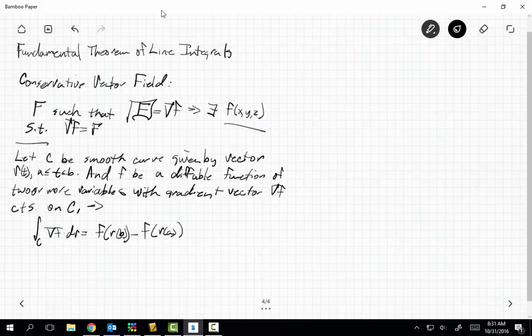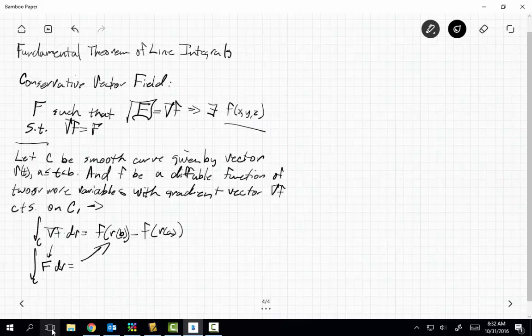Now, let's be clear. Remember, this is the gradient of something, which implies that this is still a vector field, right? This is still a vector valued function. And what we're saying here is if this F is actually a gradient, if it comes from a function where we took the gradient and now we've got this vector field, then we're going to have f of r of b minus f of r of a, that will give you this as well. All right, so that is the fundamental theorem of line integrals.